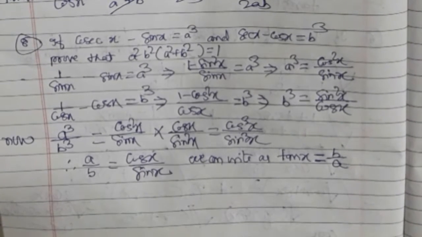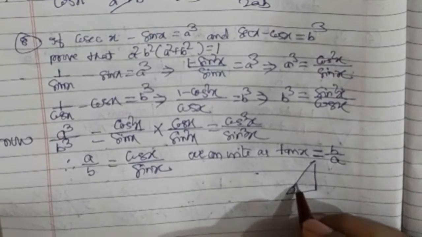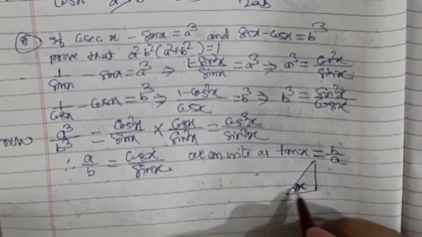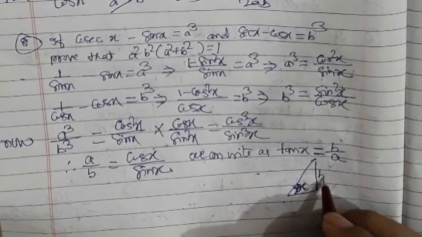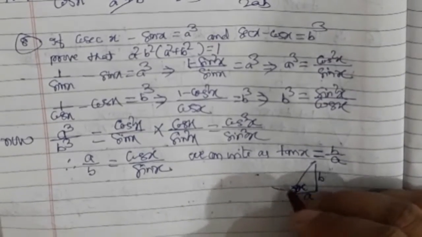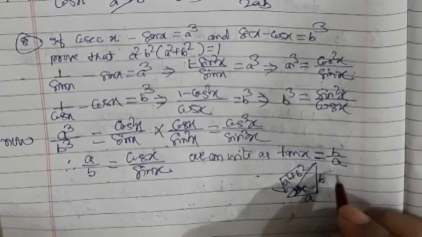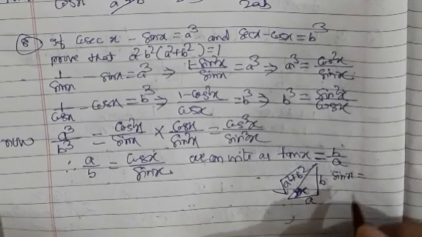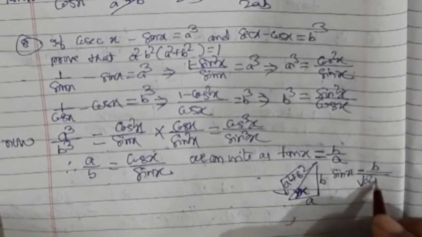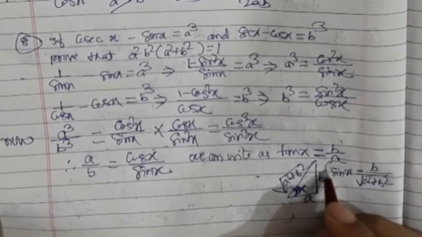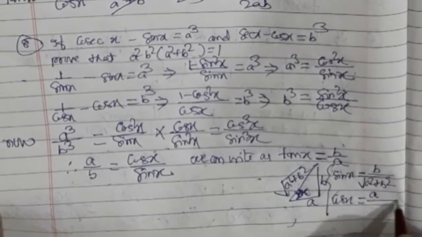Now tan x is equal to perpendicular by base, means perpendicular is b, this one is base a, and hypotenuse is root over a square plus b square. Therefore we can write sin x is equal to perpendicular b by hypotenuse, and cos x is equal to base a by hypotenuse.